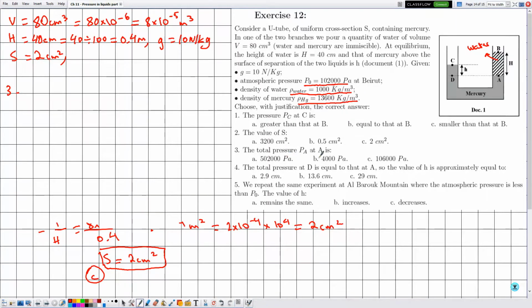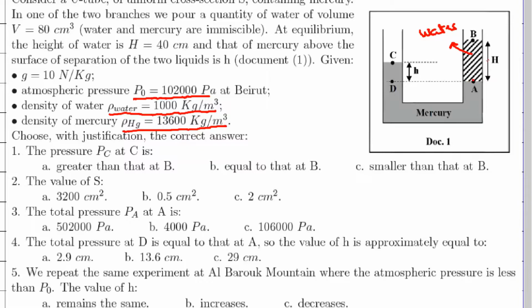Now in number 3, the total pressure PA at A. In other words, we need to determine the value of the pressure at the point A. Then we consider the point A and we look upward. Notice that the point A is submitted to two pressures: the pressure due to the layer of this liquid, which is water, and the atmospheric pressure that is being applied at the point B and transmitted to the point A according to Pascal's theorem, since what is separating A and B is a layer of liquid.